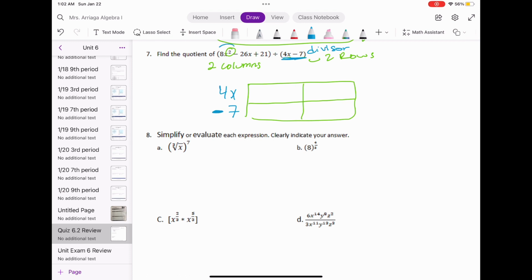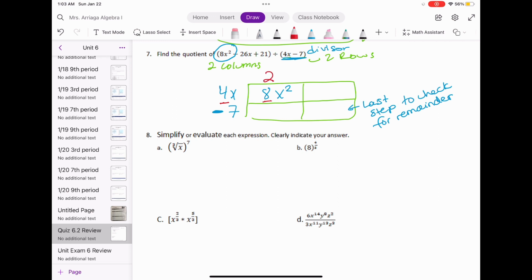And remember, that first term should be the first box. Now, I want to remind you that the last box should be done at the end. That should be the very last thing you do, because sometimes there will be a remainder, right? So let's use that last box to check our work, but also to check for remainders. So since we're going from the inside of the box to the outside of the box, remember that you divide.